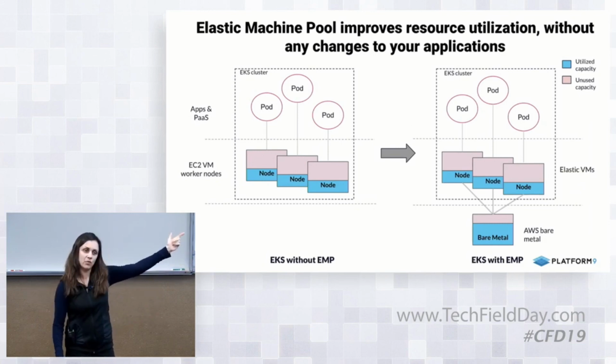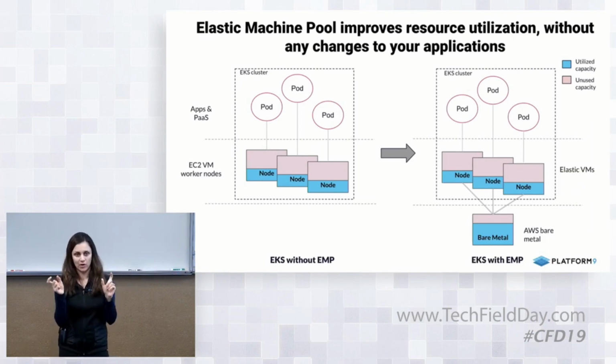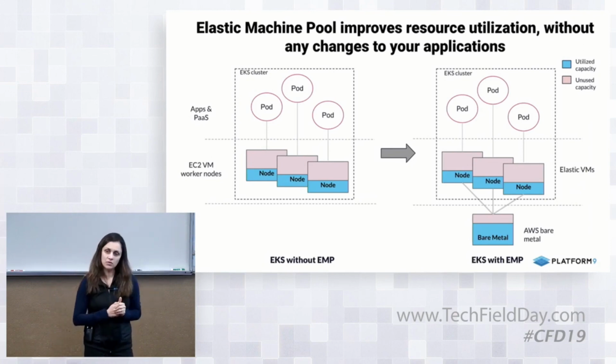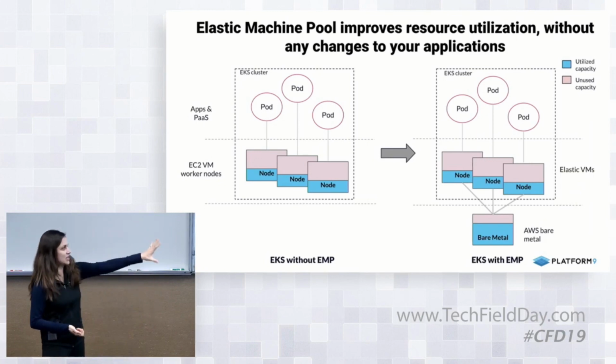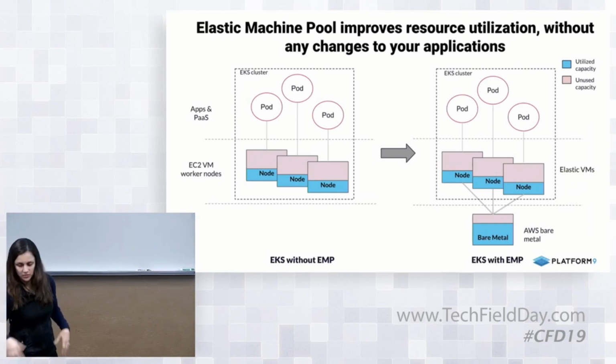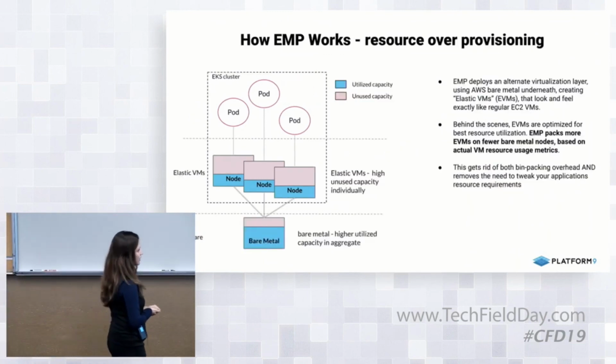And on top of that, we deploy what we call elastic virtual machines. This concept, EVM, you will see referenced. These EVMs look and feel exactly like your EC2 worker nodes, but they are highly optimized to be better consumers of the resources given to them. So that's the key thesis behind EMP. It's pretty simple, but I think it's powerful.